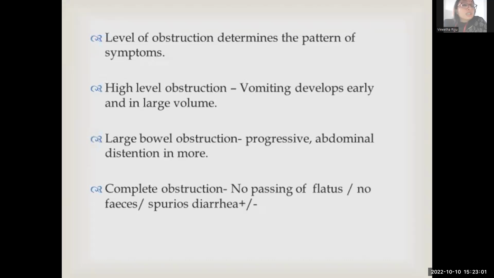Sometimes the patient can have spurious diarrhea. So we did discuss in our last class what is spurious diarrhea. What was spurious diarrhea? Where do you find spurious diarrhea? Yes? Where do you find spurious diarrhea?